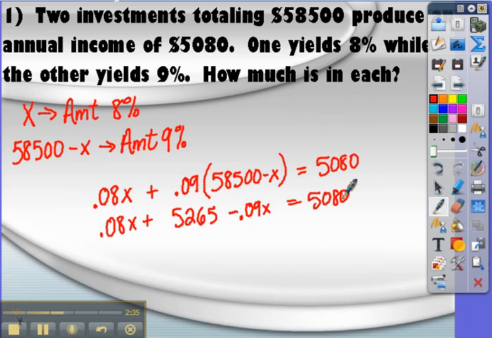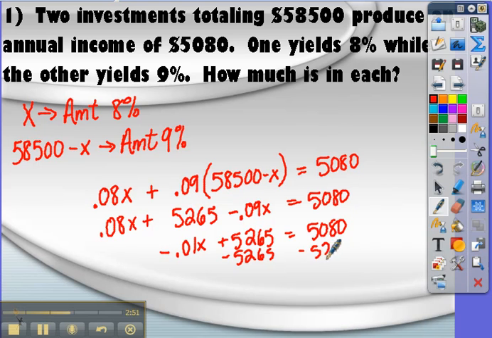I end up with a negative 0.01X plus 5,265. Subtract the 5,265 on both sides. And I get a negative 185 equals negative 0.01X. And when I divide by 0.01, I get 18,500. Okay, so that's how much money I put in at 8%.